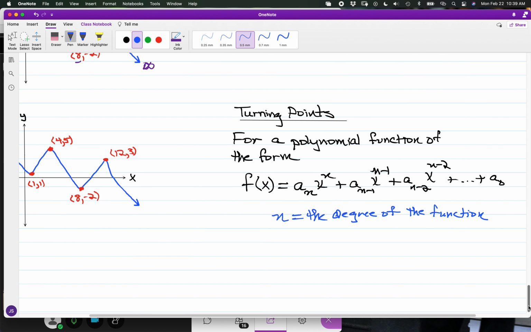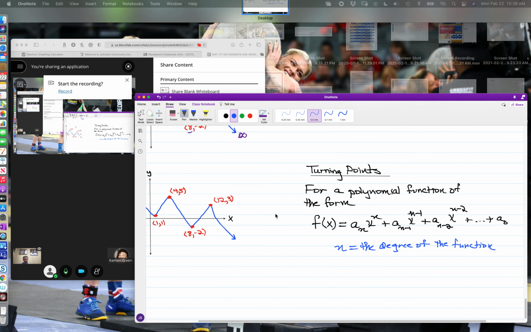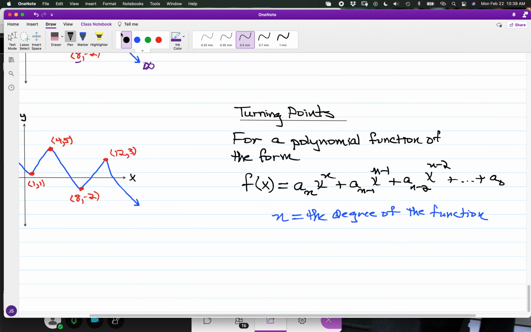Okay, so n is going to be the degree of the function. So for a polynomial function of the form, in the highest order term we have a of n x to the n, where again n is going to be the degree of the function. Okay, the number of turning points is going to be n minus 1. At most n minus 1.